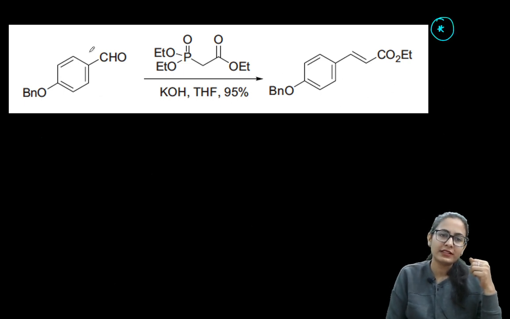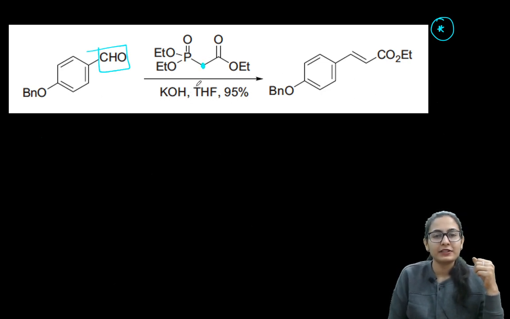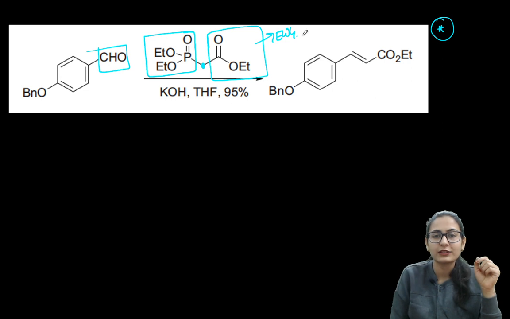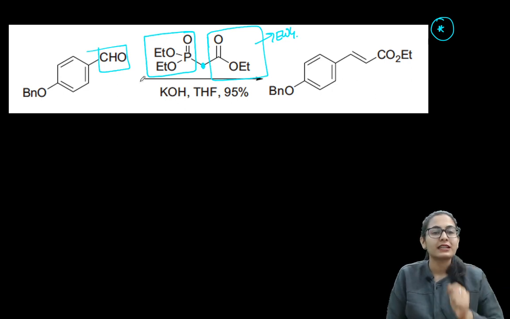Very simple. Once again, you have the aldehyde, you have the phosphonate ester reacting from this carbon, and definitely you are going to form an alkene by the removal of this phosphonate group. Definitely this part stays with the system, right? This part, this electron withdrawing group, is going to stay with the alkene.